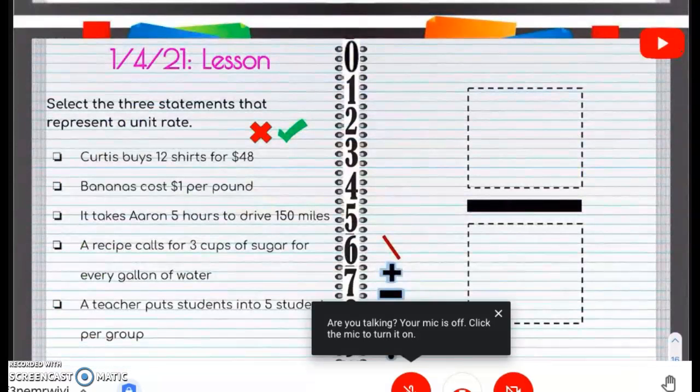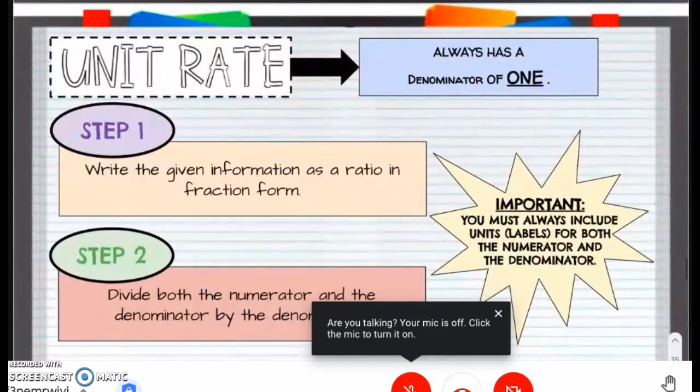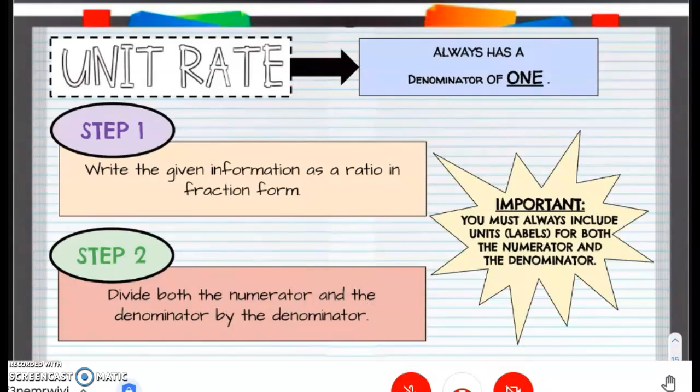January 4th, 2021 lesson. So we're going to talk about unit rates. Unit rate always has a denominator. Remember, a denominator is the bottom of a fraction of 1. So it has a denominator of 1.